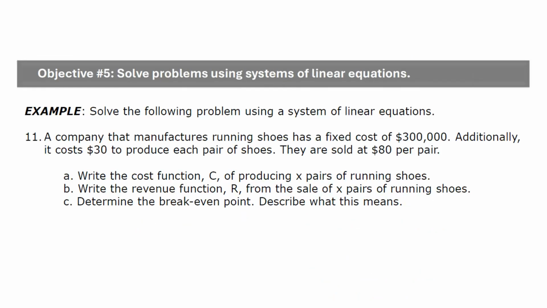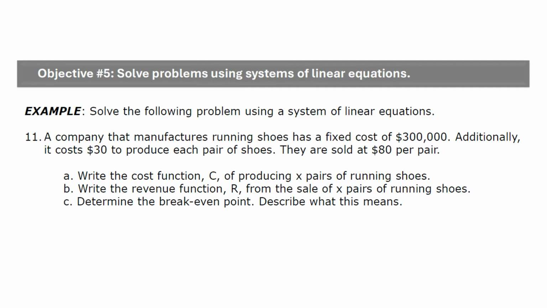Awesome. All right. To close out this section, let's solve some word problems, applications that involve systems of linear equations. Okay. So our first one here says a company that manufactures running shoes has a fixed cost of $300,000. Additionally, it costs $30 to produce each pair of shoes. They are sold at $80 per pair.